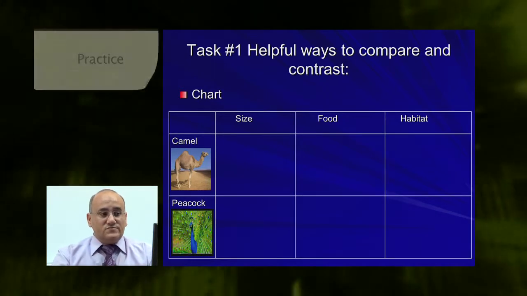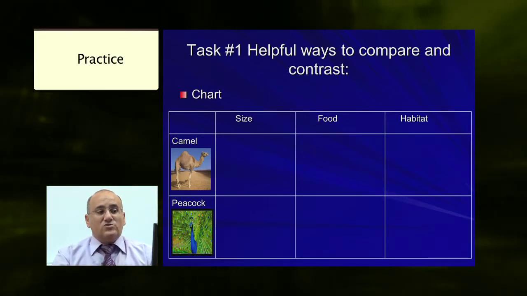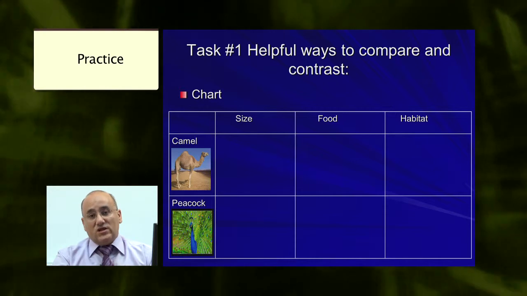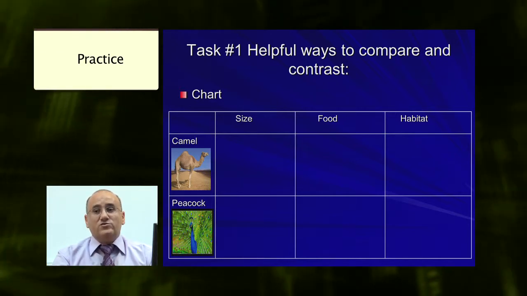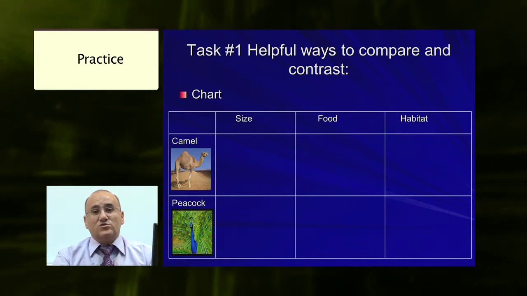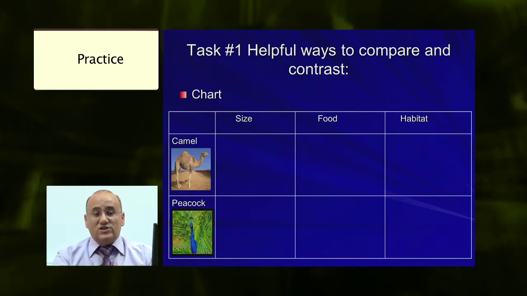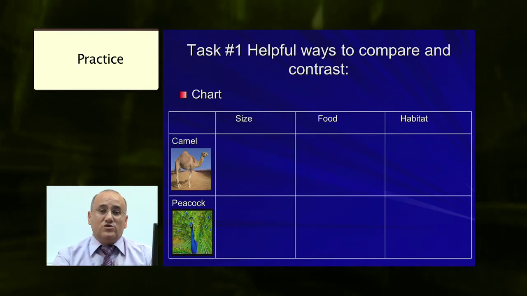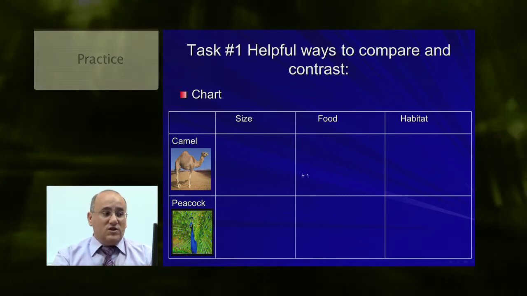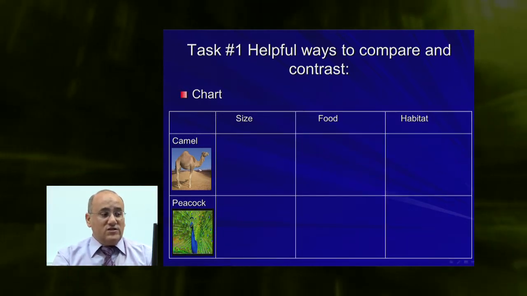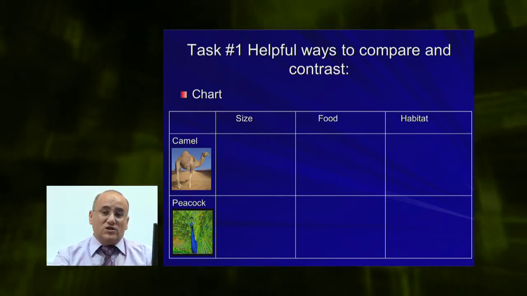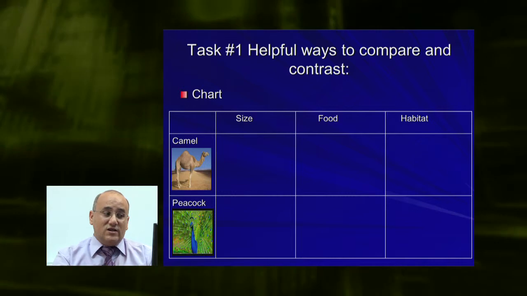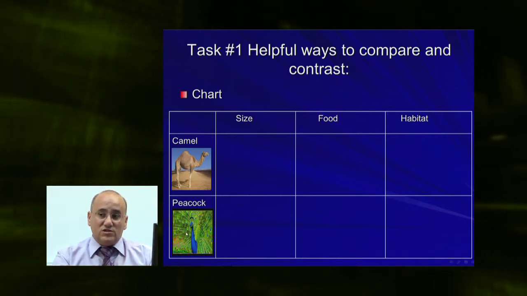Task number one. We're talking about helpful ways to compare and contrast now. One way to make it easy for you to compare and contrast is to draw a chart. A chart can compare two or more things together. To the left, you can see the picture of a camel. It means you are comparing and contrasting a camel to the second picture, the peacock.